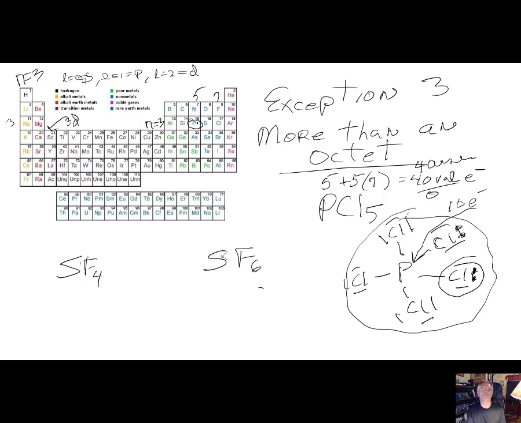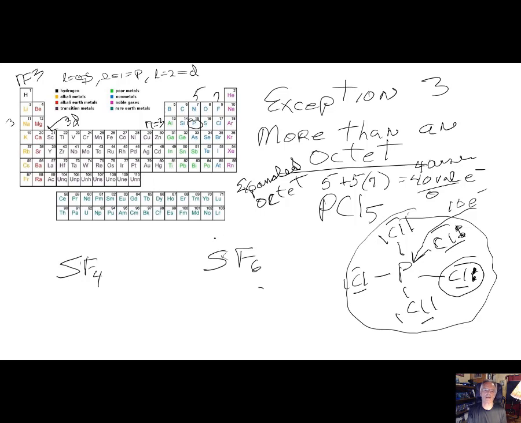Now these orbitals for phosphorus, they don't have any electrons in them, so I can plop extra electrons in there and do what we call an expanded octet. That just means I have more than an octet. I can also do it at N equals 4, N equals 5, N equals 6, etc. As long as I'm at N equals 3 or higher, I can expand the octet.